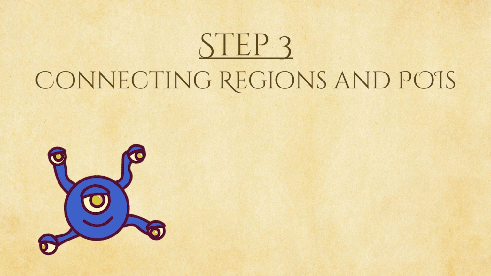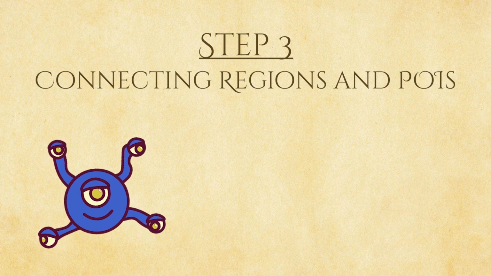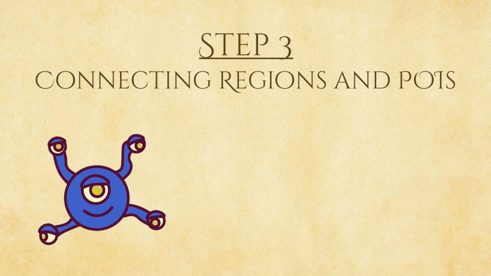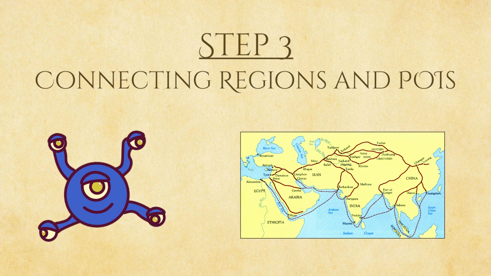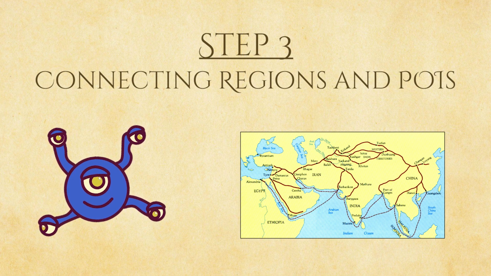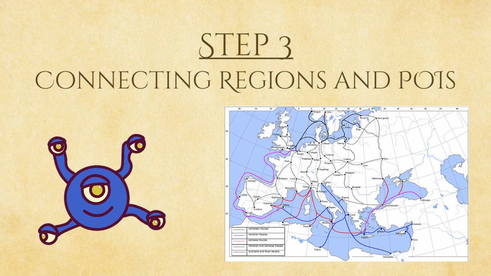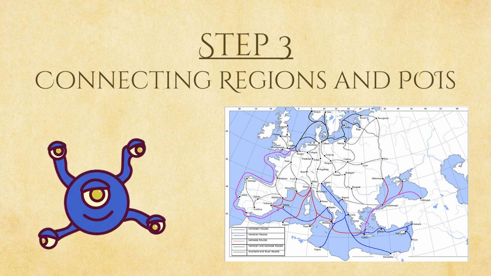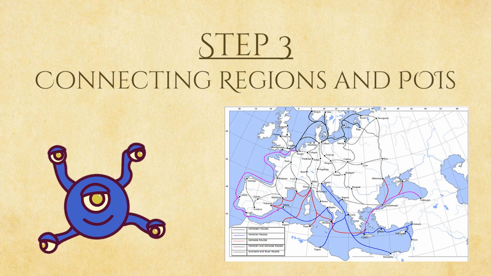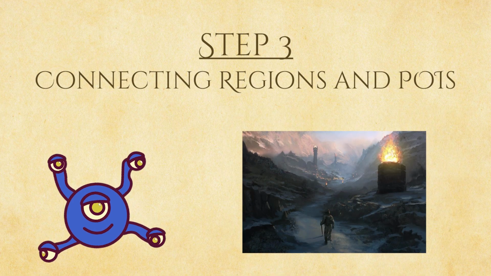Now we go into step 3, connecting regions and points of interest. Now that we have our regions and our points of interest, think about how they're connected. Major trade routes, mountain passes, and riverways don't just shape travel, they impact politics, culture, and economy. For example, a trade route connecting 2 major cities could be lined with villages that rely on the traffic, while a perilous mountain pass might only be used by smugglers or daring adventurers.